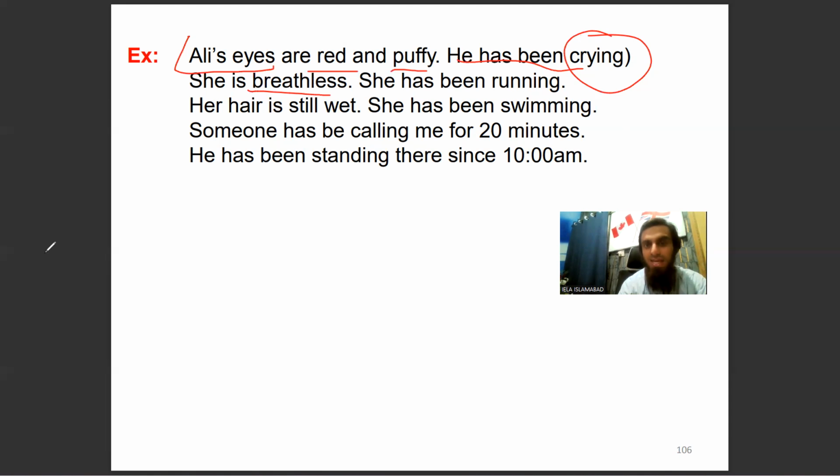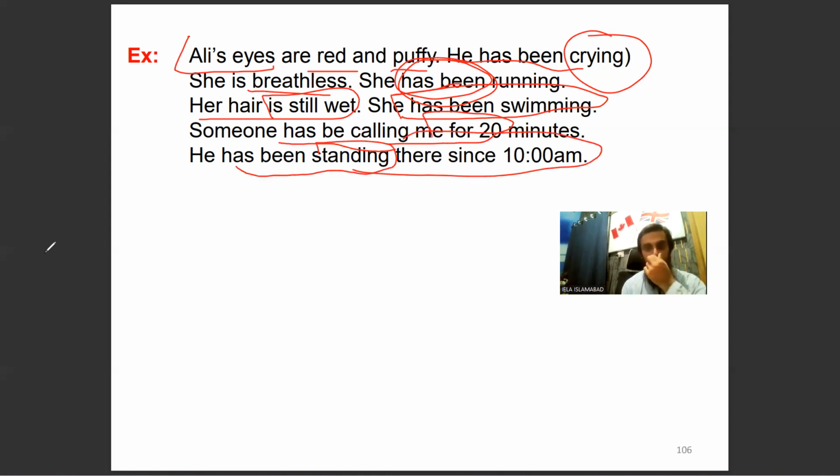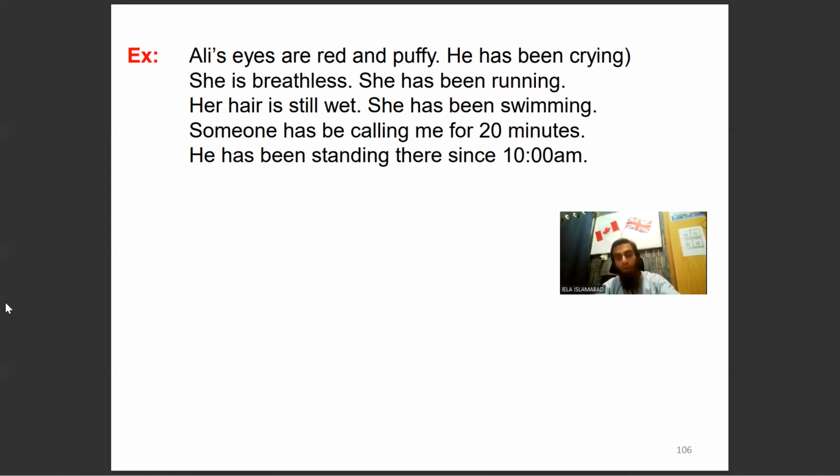She is breathless. She has been running very fast, and in the present she is still running, right? So in the past, present, and future, you can see the activity is in process. Her hair is still wet; she has been swimming. Someone has been calling me for 20 minutes. He has been standing here since 10 a.m. Right? So these are some of the examples of present perfect continuous tense, and it is quite easy, very easy.